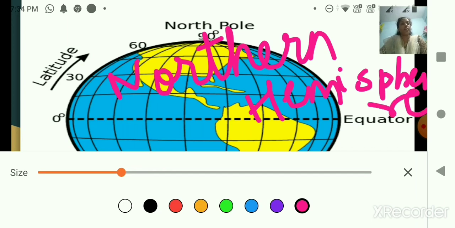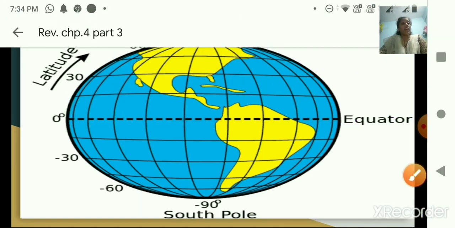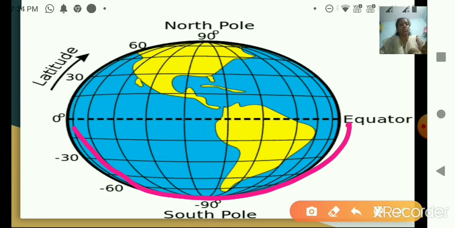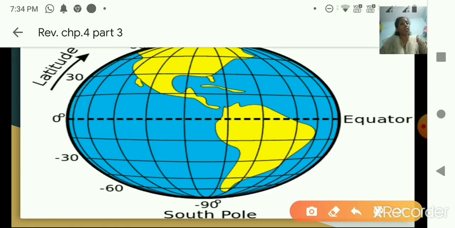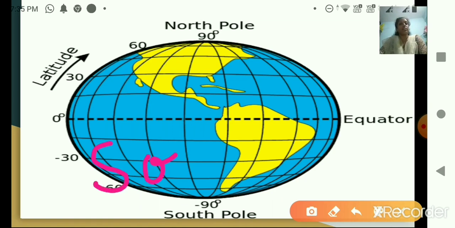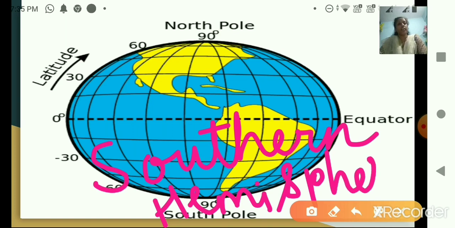Everything above the equator in the north is called as northern hemisphere, whereas everything below the equator, that is this portion towards the south, everything below the equator in the south is called as, what is it called as, children? Yes, it is called as southern hemisphere. Is it clear?